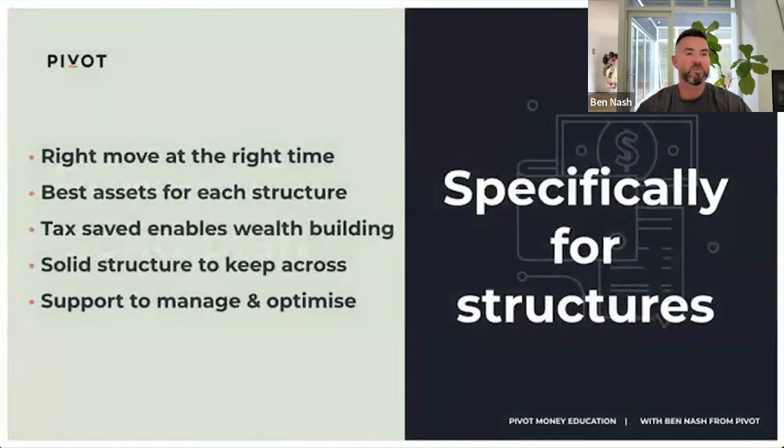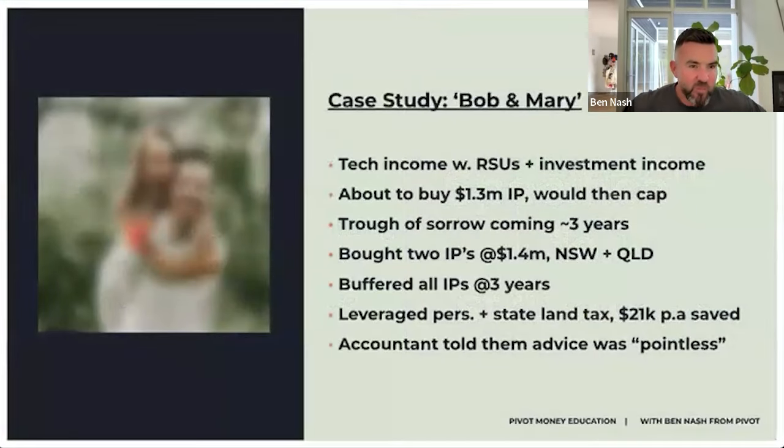And specifically when it comes to structures, it allows you to make the right moves at the right time. Because the right move at the wrong time is the wrong move. It also allows you to put specifically the best assets in each of the structures, and allows you to use a tax save to further build your wealth. You've got the right structure to keep across and support to manage and optimize things moving forward from here as well. Now, I'll give you one final case study.